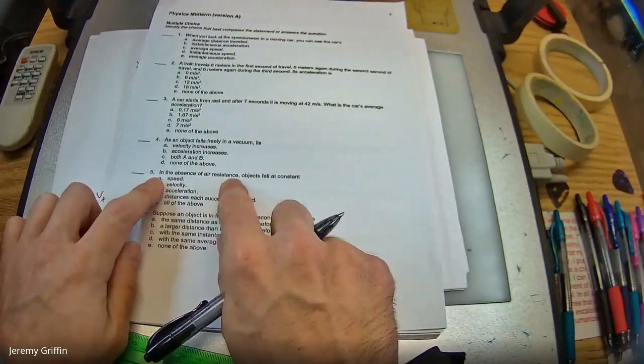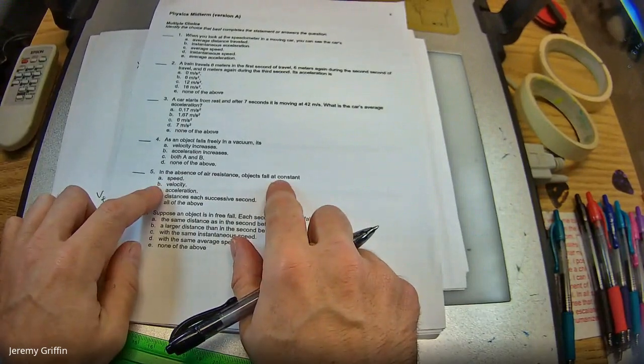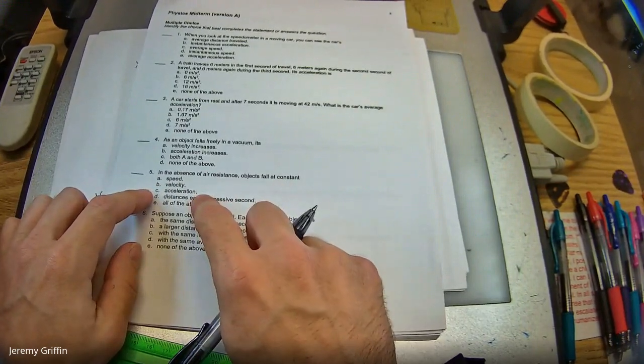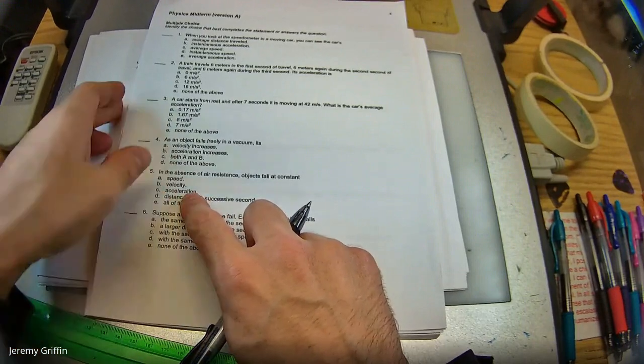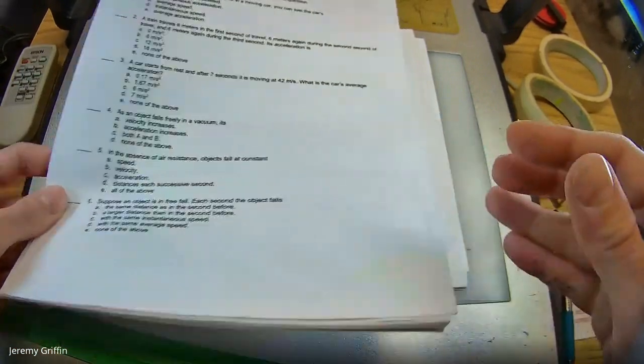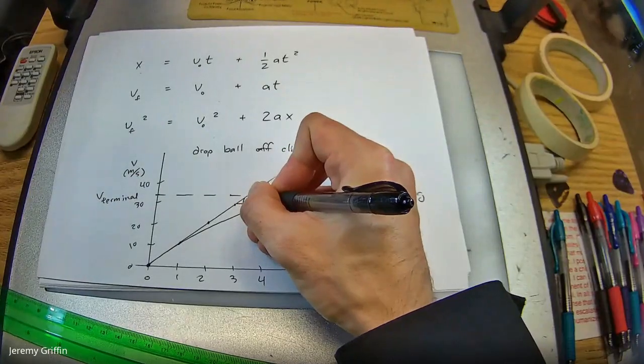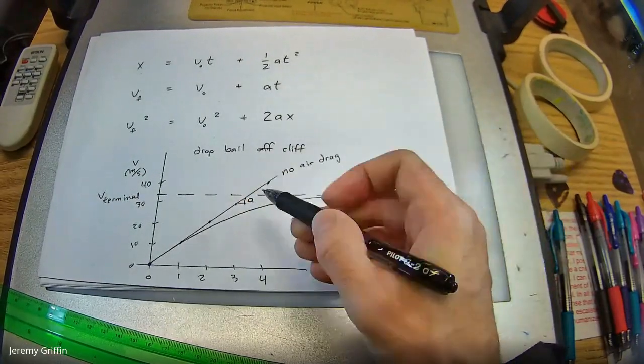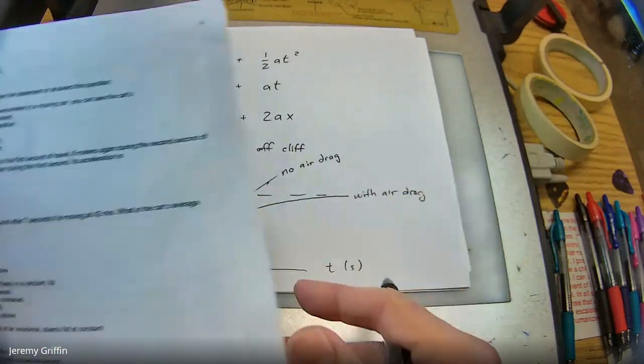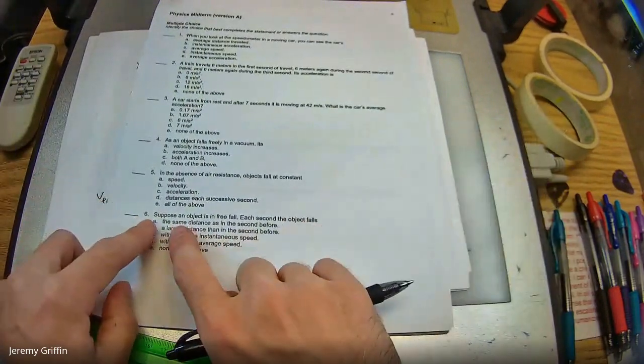In the absence of air resistance, objects fall with constant what? Acceleration, constant acceleration. So the change of velocity is constant, right? The rate of change of velocity is constant. I might say the slope of this graph is constant, and that would be acceleration. You guys remember that.